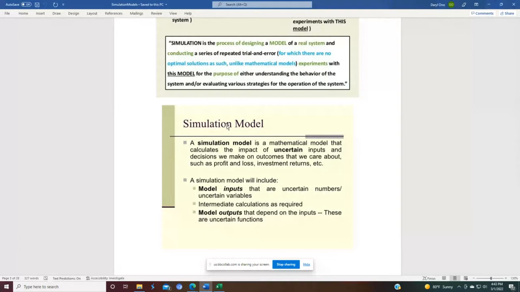Intermediate calculations are required. We're going to do a real simple calculation, but these calculations, they can get extremely difficult. Model outputs depend on the inputs. Basically, the outputs are uncertain because the inputs are uncertain. In other words, you can't predict these outputs. So you want to run simulation to give you an idea of what the potential outputs will be.